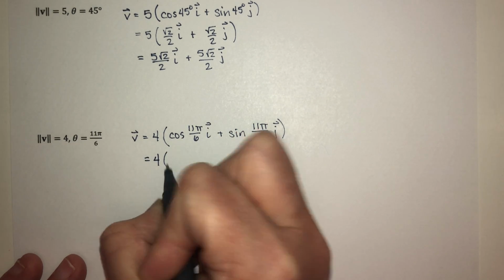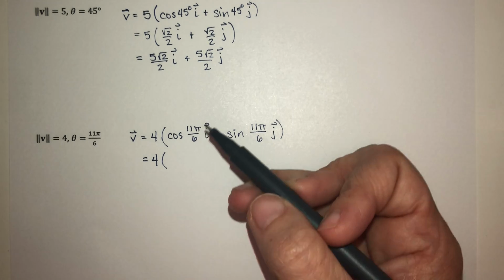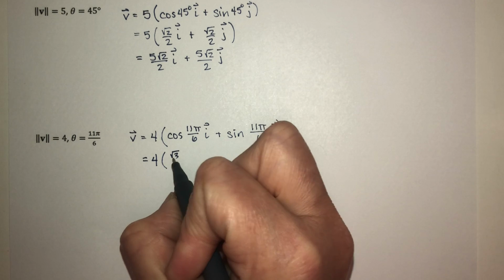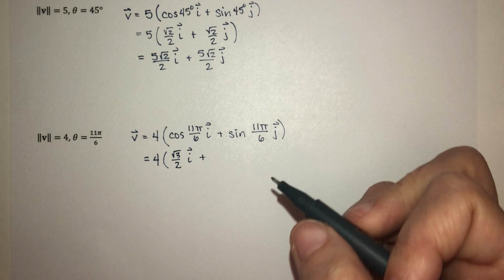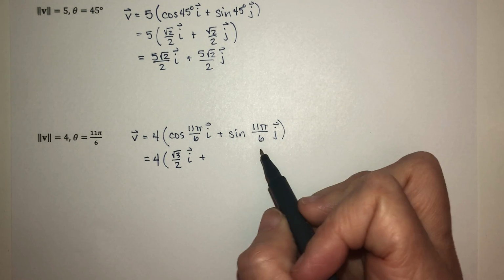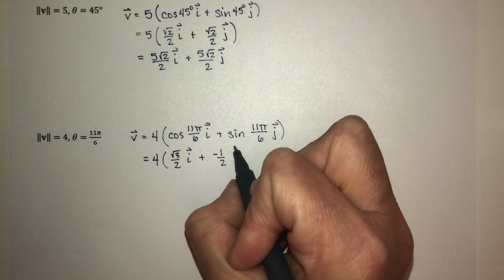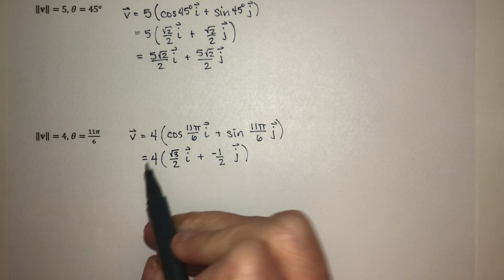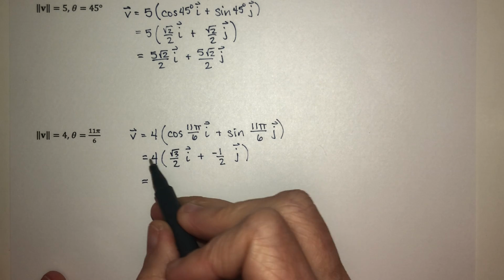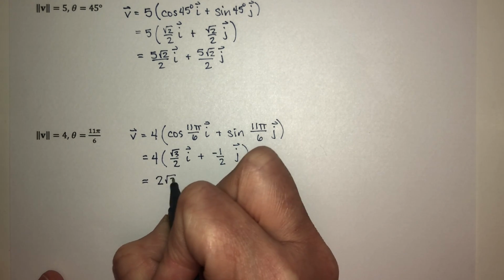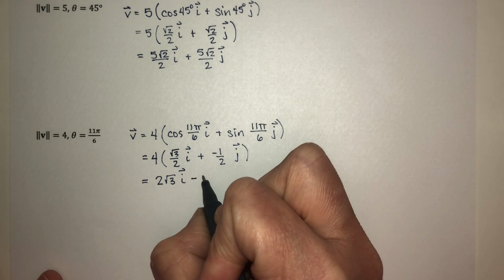So I have 4 times cosine of 11 pi over 6 is square root 3 over 2 i plus sine of 11 pi over 6 is negative 1/2 j. Now distribute this scalar over vector addition. The 2 and the 4 reduce so that you have 2 square root of 3 i minus 4 times 1/2 will be 2 j.